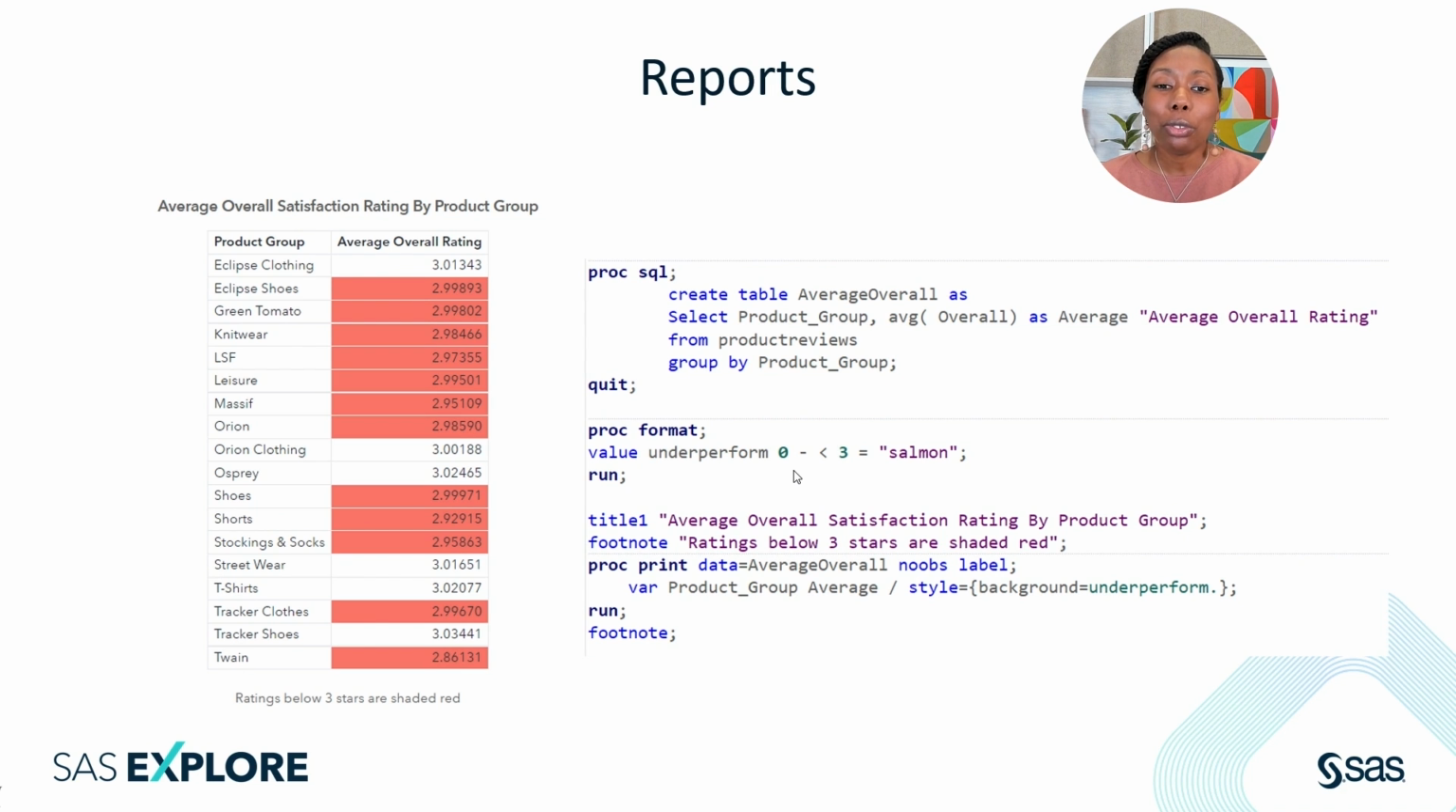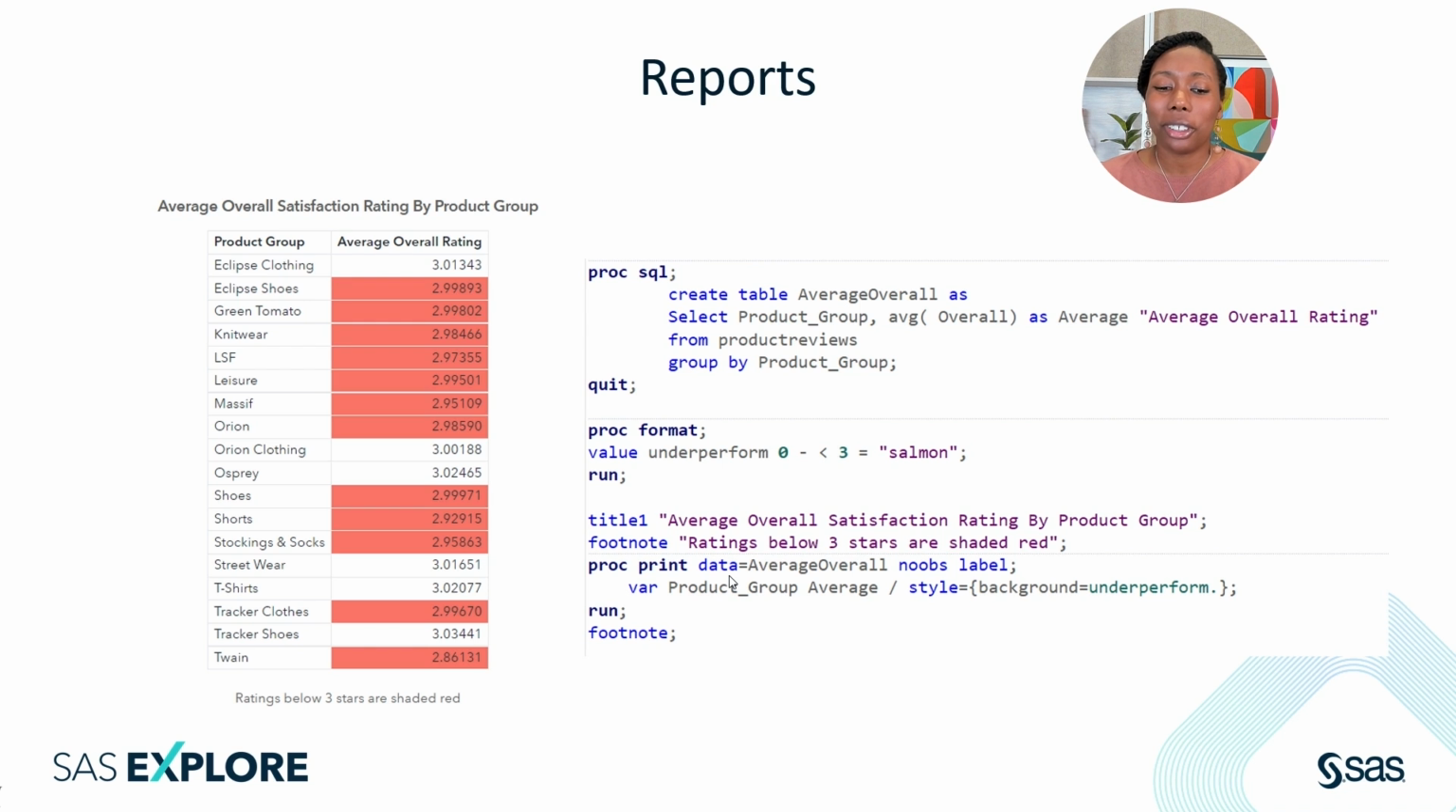There will be 2 reports that we'll work with. One is going to be the average overall satisfaction rating by product group. And this isn't shown by state just yet. This is just overall, where we have a column for product group with our report. And then we'll have an average overall rating. For that average overall rating, any ratings that are below 3 stars are going to show up in this kind of salmon color. To create this report, we have the code on the right side.